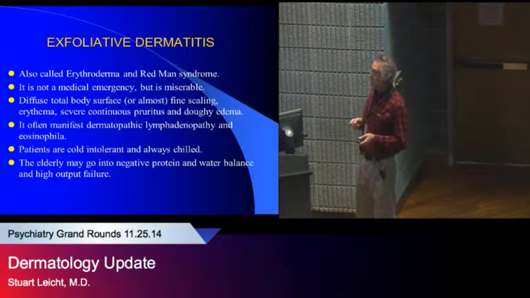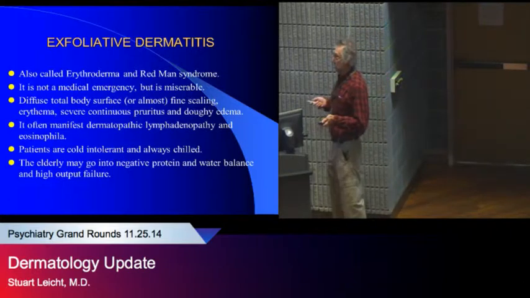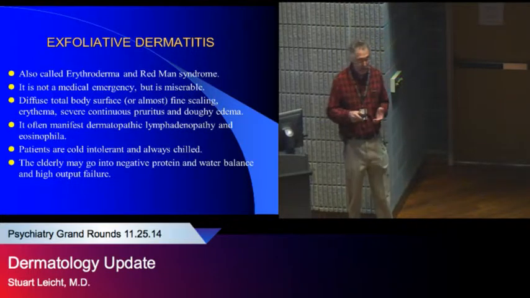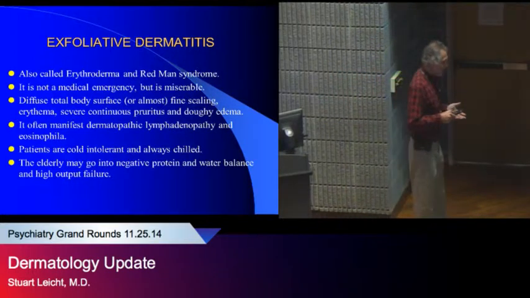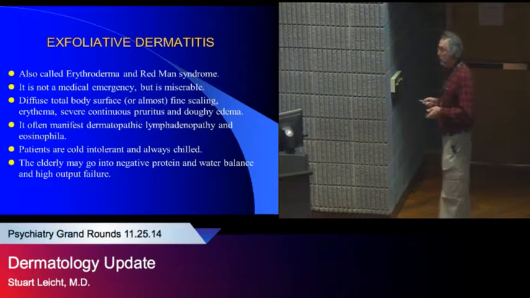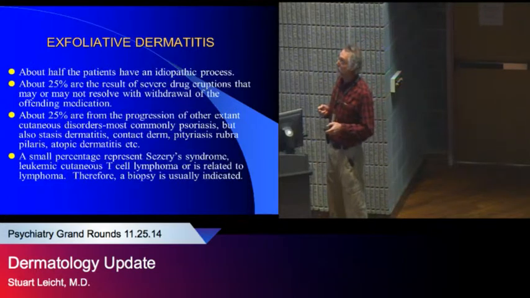About half the patients will have some eosinophilia. They're chilled. They're vasodilated all the time, so they're frequently very cold. And in very elderly patients, there can be some catastrophic consequences. They can go into dehydration. They can go into negative protein water balance or high output congestive heart failure.